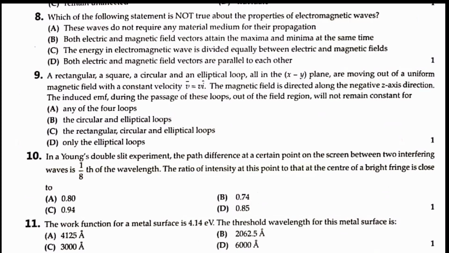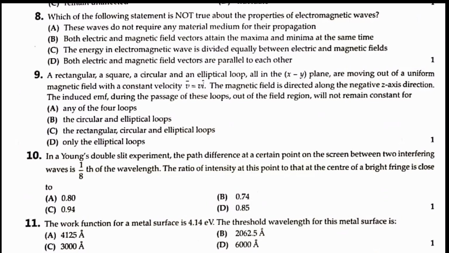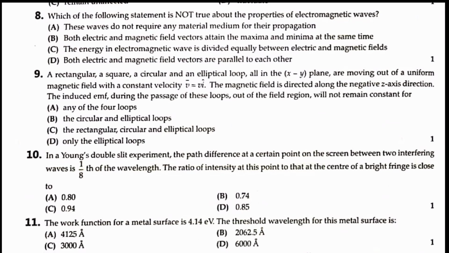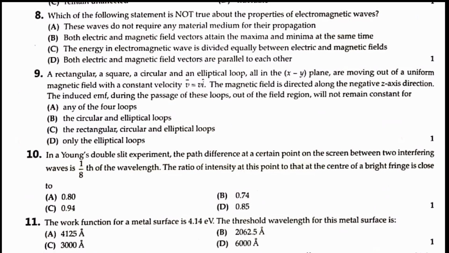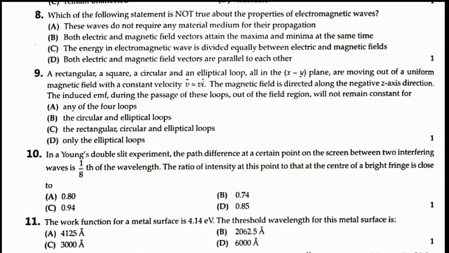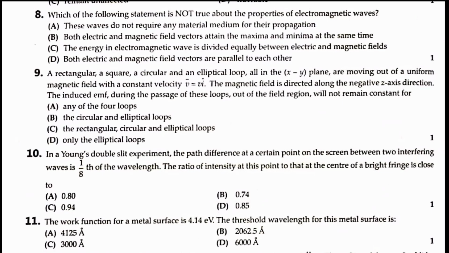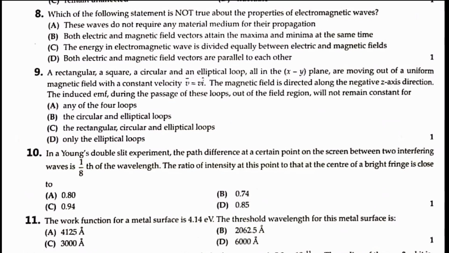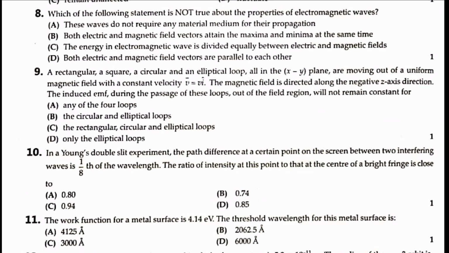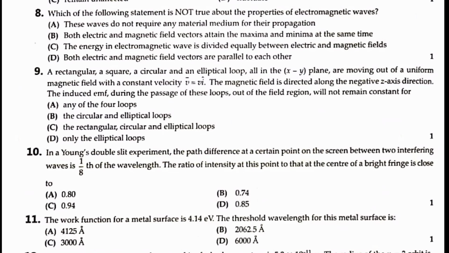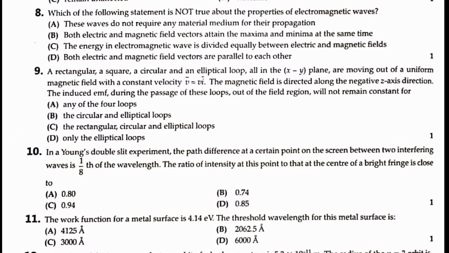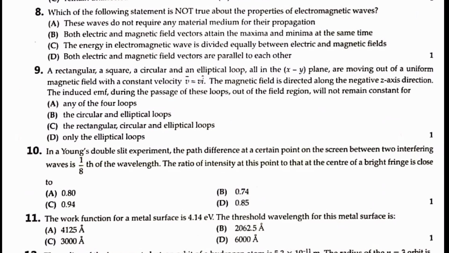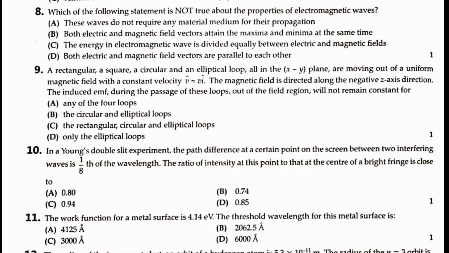So which one is the wrong statement about electromagnetic waves? If you have any doubt, you can just pause the video and read the options once again. Then it is easy to understand the wrong statement. Which is the wrong statement? Yes, option D is the wrong statement. Here it is said that the electric and magnetic field vectors are parallel to each other, but actually, in the case of electromagnetic waves, the electric and magnetic vectors are perpendicular to each other. That we have studied, right? So option D is the correct answer. That is the wrong statement.